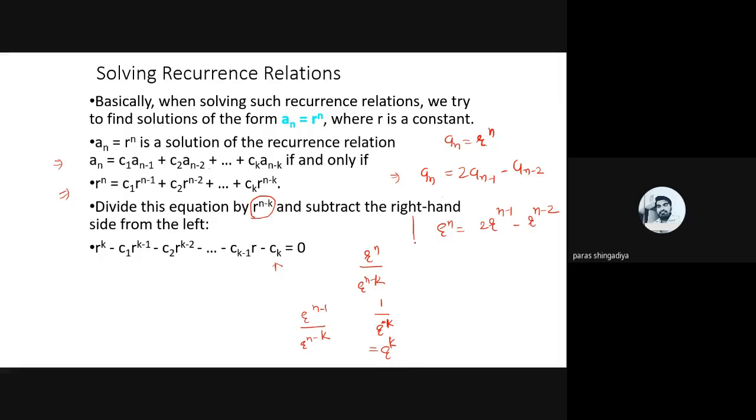If we apply this trick to this recurrence relation, then you have to divide by r raised to n minus 2. Okay, so here it will remain r square is equal to 2 r raised to, meaning when we divide n minus 1 by n minus 2. Okay, so 2 minus 1, that is 1. And this type of equation you will get here. r square is equal to 2r minus 1.